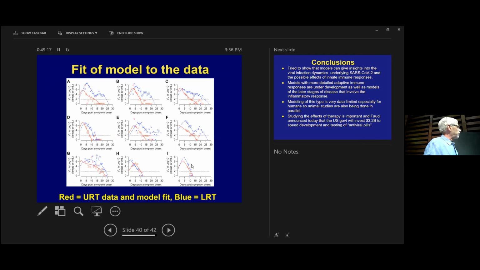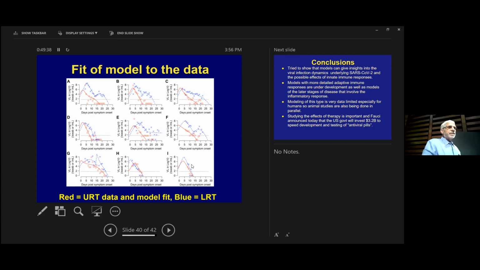First observation I found striking, if you look at the early time points, they were detecting virus both in the upper and lower respiratory tract, roughly simultaneously at the first time these people were sampled. So it got into the lower respiratory tract. Secondly, the lower respiratory tract infection in blue persists quite a bit longer than the upper respiratory tract.